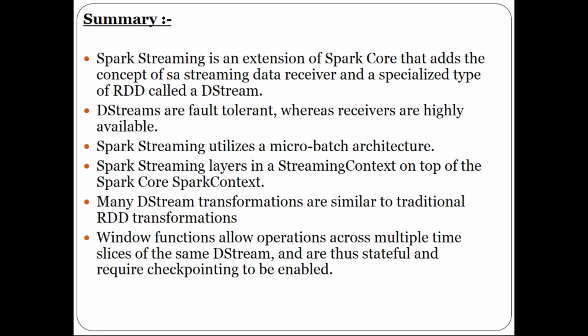Next one. Summary. Quick summary of what we discussed. Spark streaming is an extension of Spark Core that adds the concept of a streaming data receiver and a specialized type of RDD called D streams. D streams are fault tolerant because they are replicated. Spark streaming utilizes a micro batch architecture. I know that. You know that. Spark streaming layers a streaming context on top of the Spark Core context API. You know that. Many D stream transformations are similar to traditional RDD transformations.